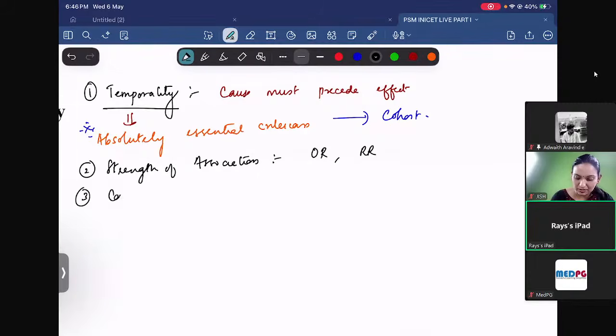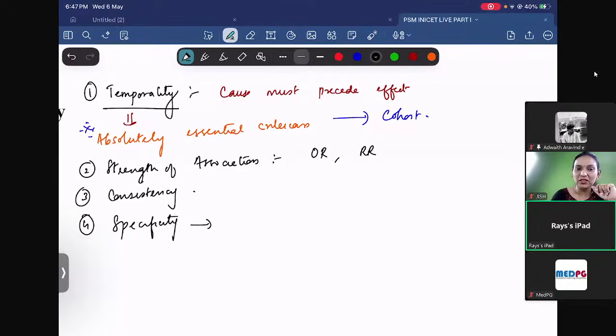The third one is consistency. The association you got should be repeatedly seen: everybody who is doing this particular study in similar settings and with similar circumstances should consistently get the same result. That is what you mean by consistency. The fourth criterion is specificity. Specificity says that this particular exposure is specifically related to this particular disease, like smoking being specifically associated with lung cancer only.